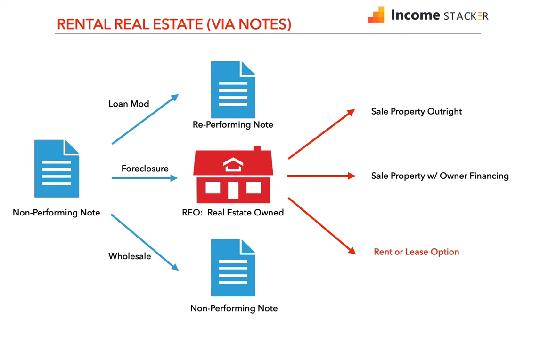So let's take a look at the logistics here. We're buying a non-performing note, and when we do, there are a few options. One, we could do a loan modification. That was not an option since the person did not want to stay in the property. Number two, we could wholesale the note, meaning we buy the note for one price and sell it for another, just like wholesaling a property. Or three, foreclose and take the house back as what's called an REO, or real estate owned.